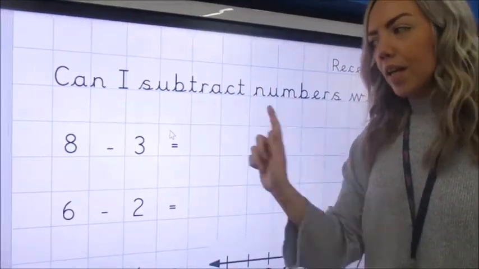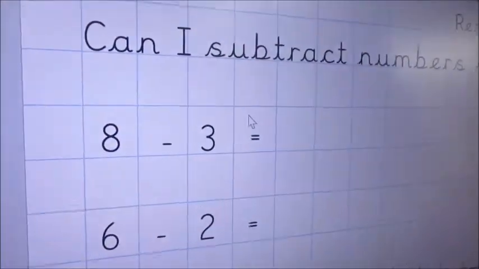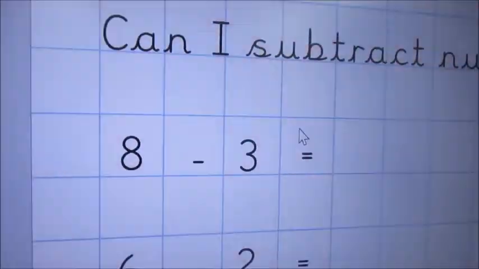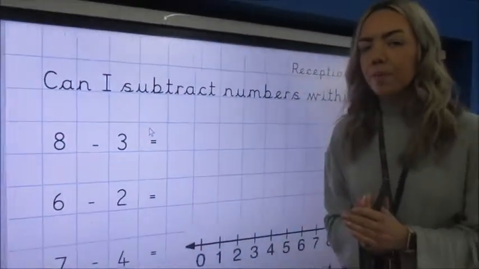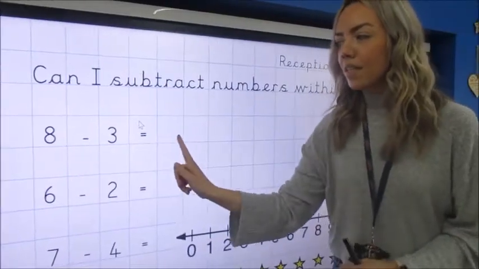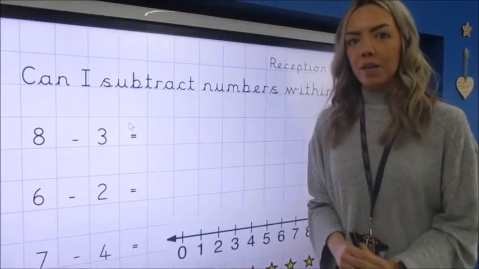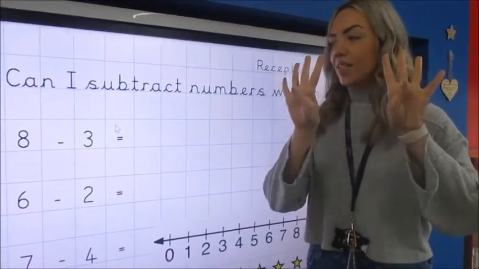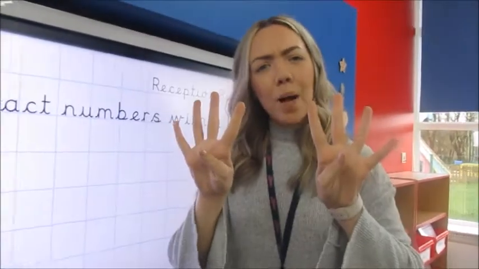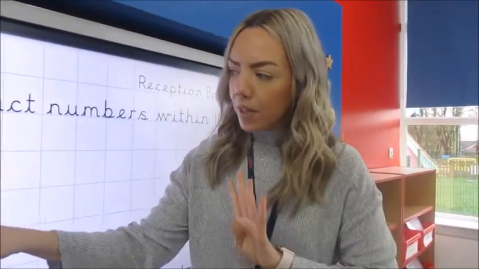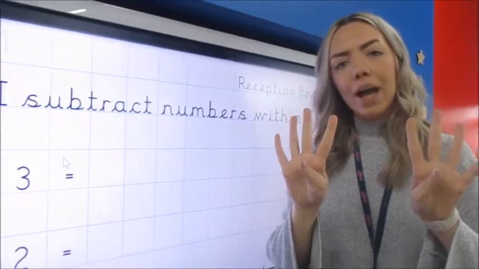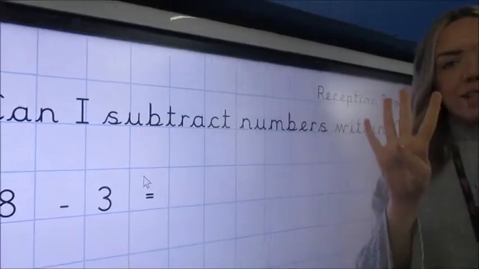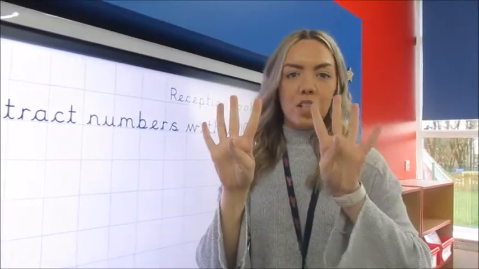Now, for the first sum, we're going to have a go using our fingers. So how many fingers do I need to start with? Shout it out. Have a look at your number sentence. How many do I need to begin with? The bigger number, the number 8. Okay, so I've got 8 fingers here. Now how many do I need to take away? Have a look again at your number sentence if you need to remind you. 3, you are correct. So 8, and we're taking away 3, which means we need to get rid of them.